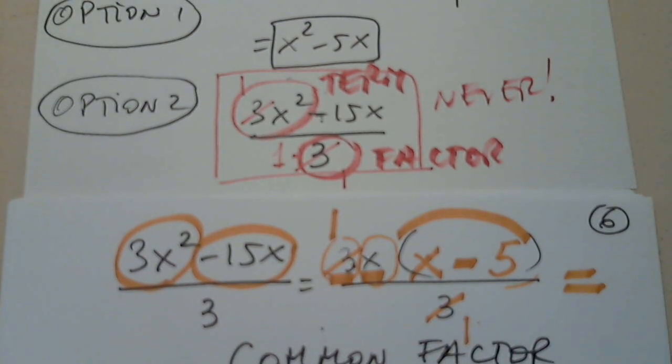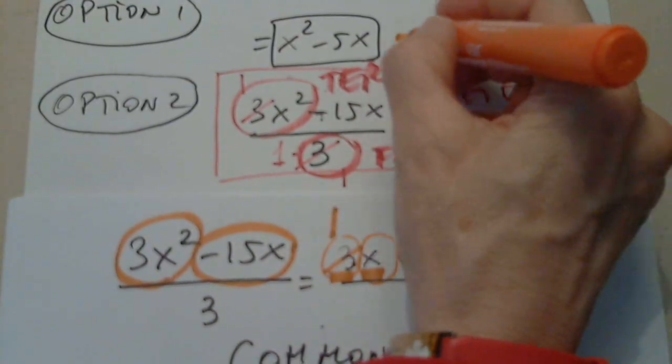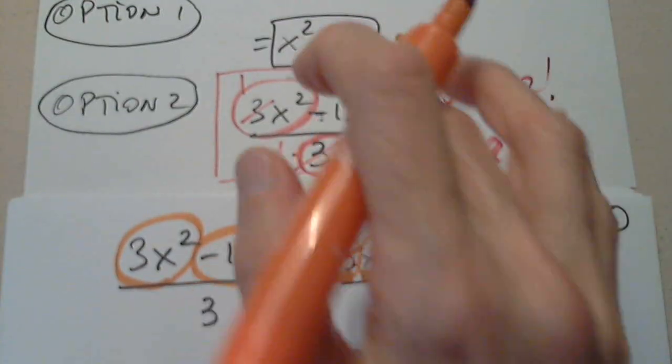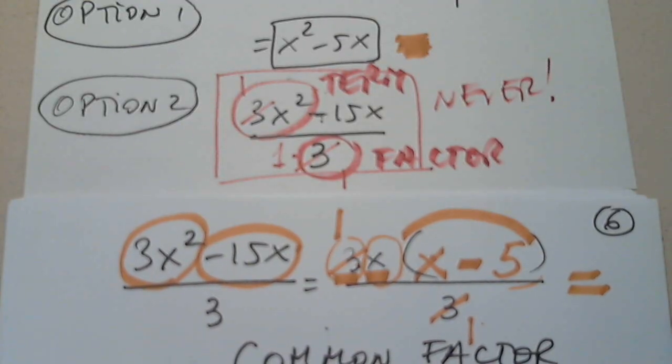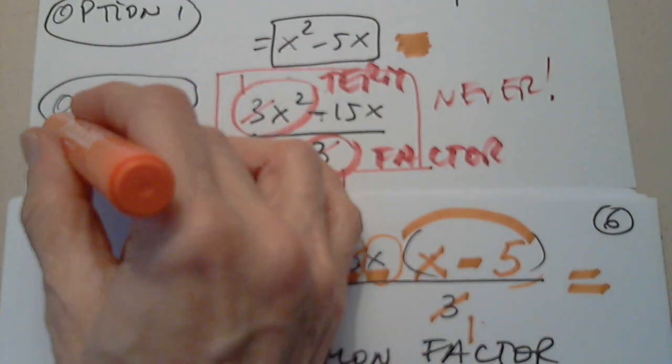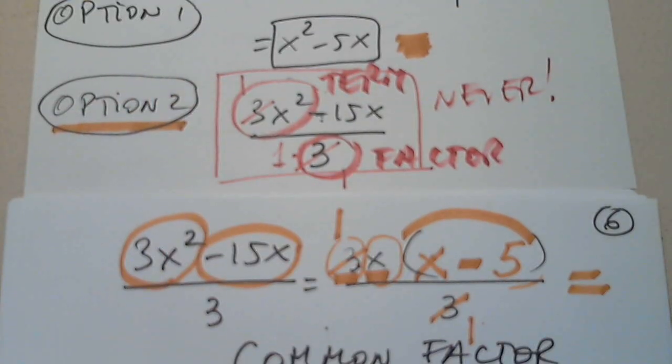Yes, if you want to distribute it, you can. But you will have to get the same thing, mandatory, which is x squared minus 5x. Option 2 is more sophisticated. And option 2 will come up soon.